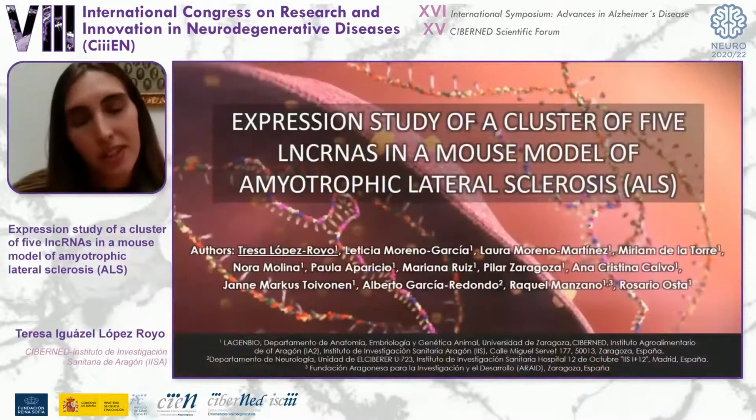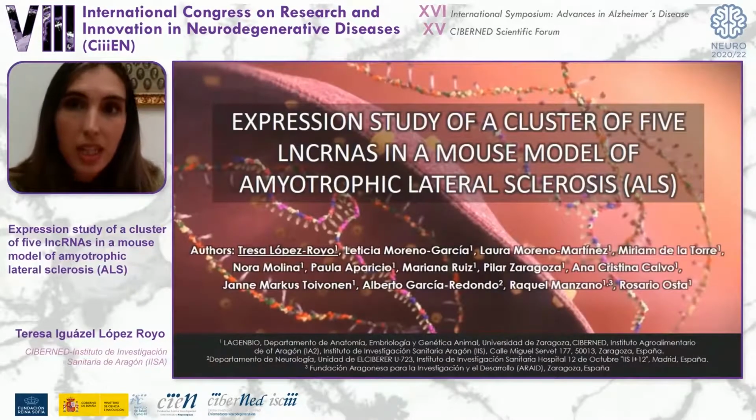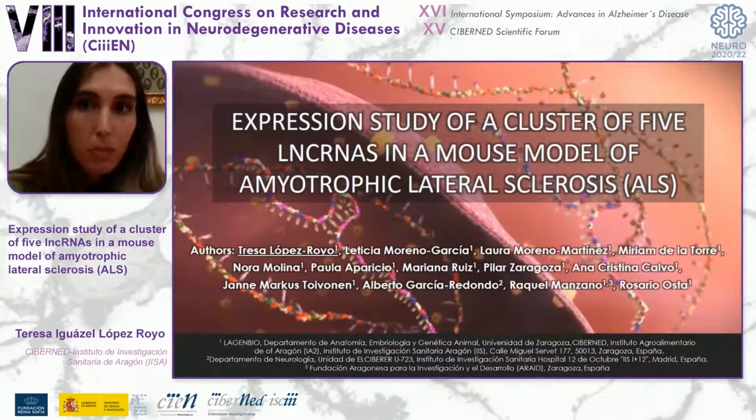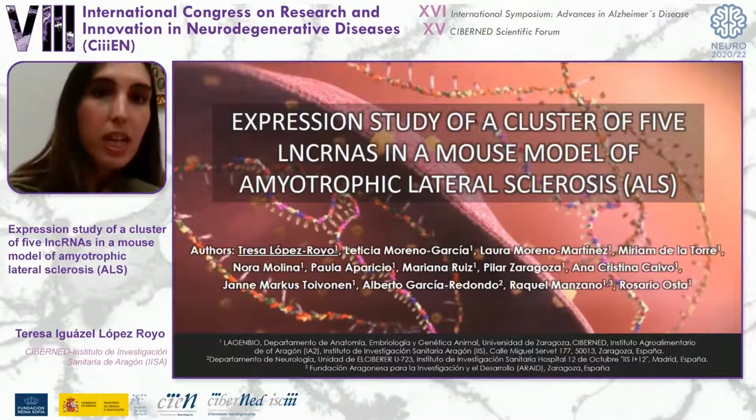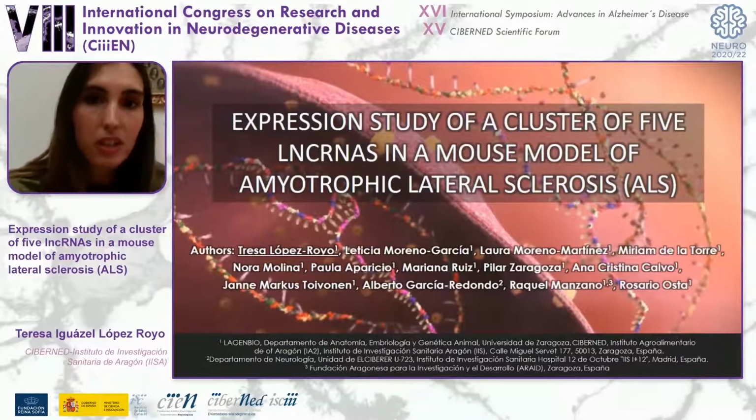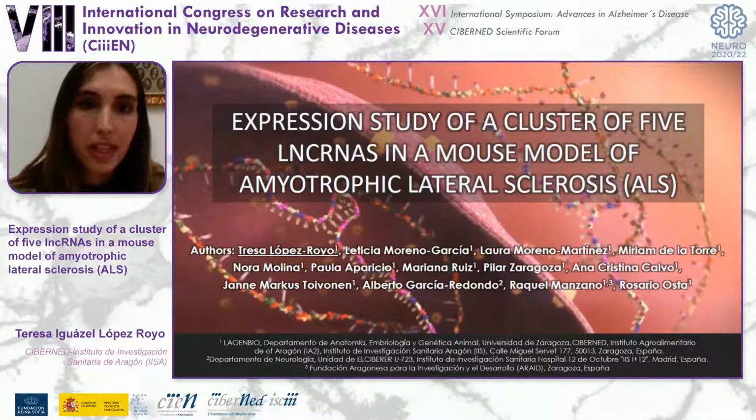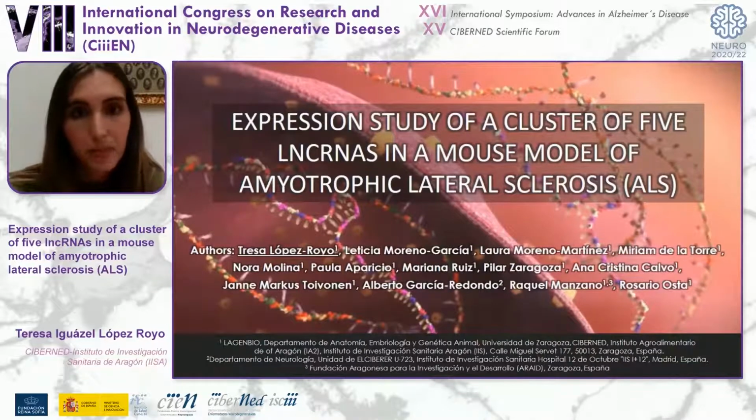Good morning, my name is Teresa López and I'm currently doing my PhD in a doctoral task group, searching for new biomarkers of ALS. Today I bring you the first results of my thesis that I have compiled in a poster entitled Expression Study of a Cluster of 5 Non-Encoding RNAs in a Mouse Model of Amyotrophic Lateral Sclerosis.